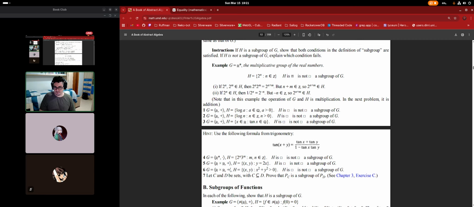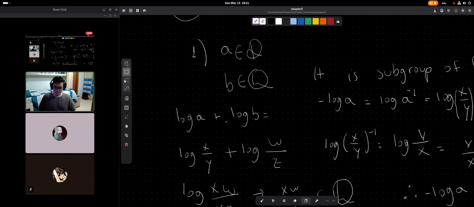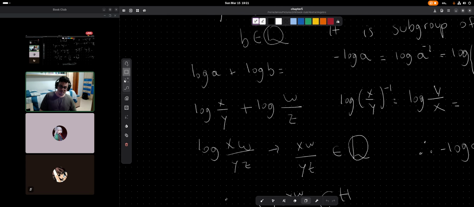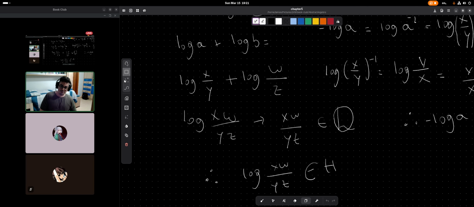And the way that I did that, again, it's the same thing that I complained about last time. You have to exploit algebraic properties of those things. So in the case of log, you have to remember that log A plus log B, if the base is the same, you can do a thing about it. And then because these are rationals, I essentially said that there must be an x and a y and a w and a z, and you can undo them with the sum with the product. And this fraction is definitely in rationals, which means that this log is in H.